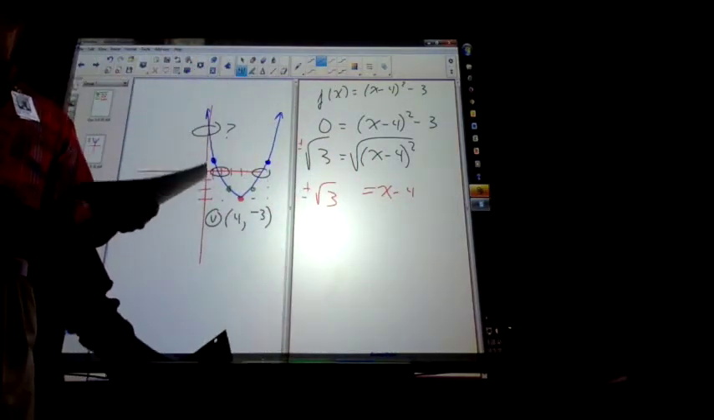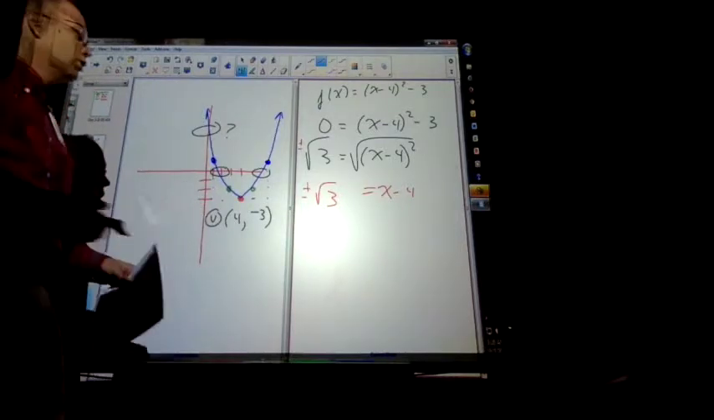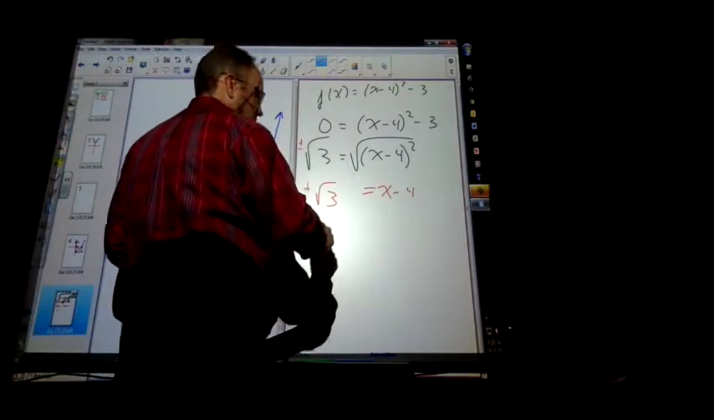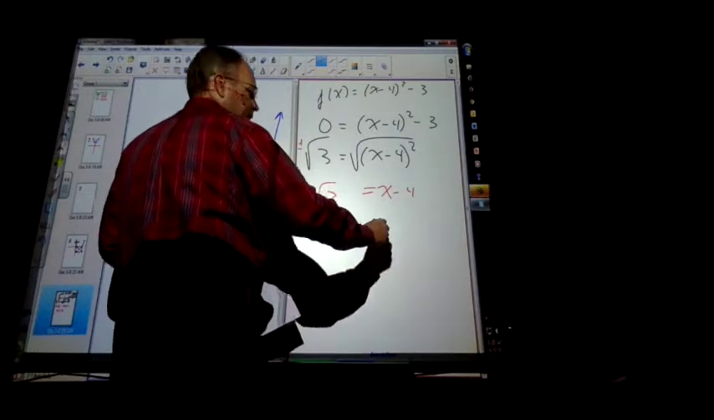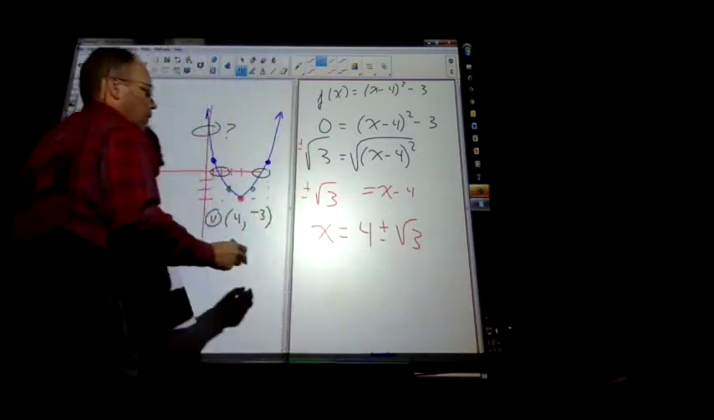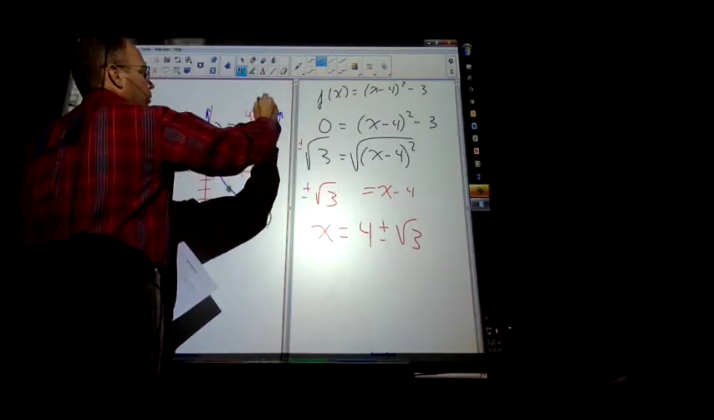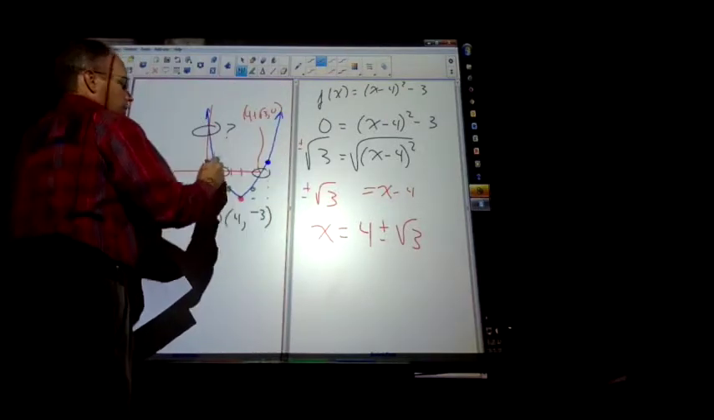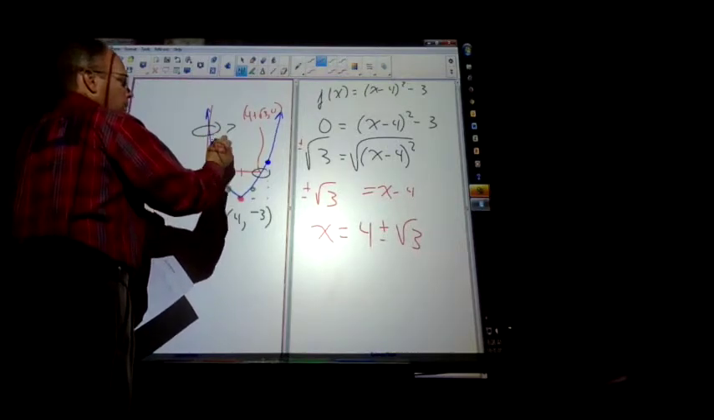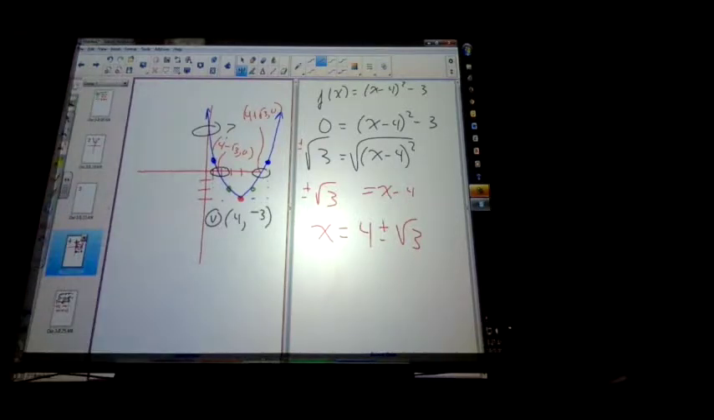Okay, I'm not quite sure where square root 3 is, but it's above 1 and below 2. I'm going to add 4 to both sides, and I'm going to flip it over. So I add 4 plus or minus root 3. So this point right here is (4 plus root 3, 0), and this point right here is (4 minus root 3, 0). Those are those exact points. Where is it going to cross the y-axis?